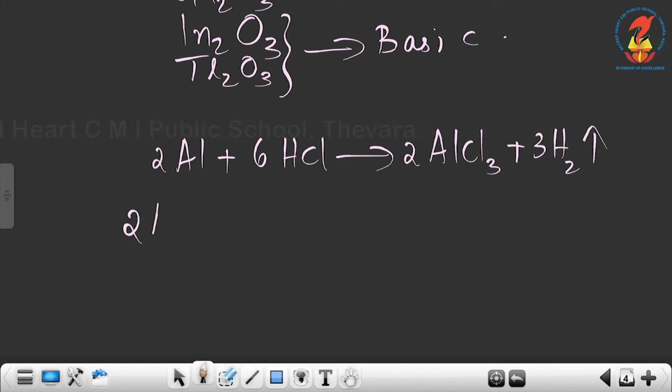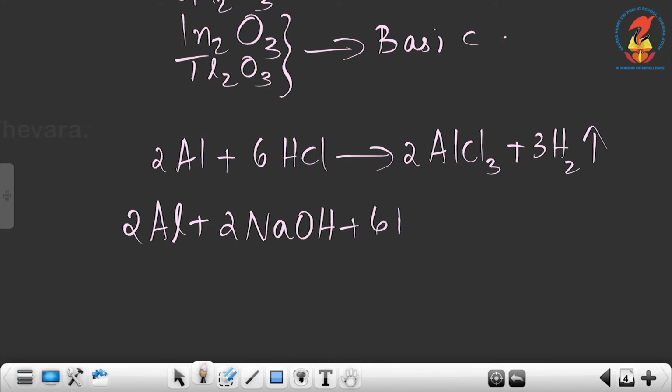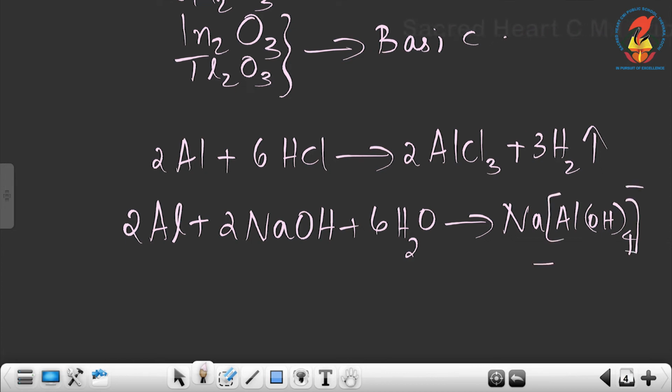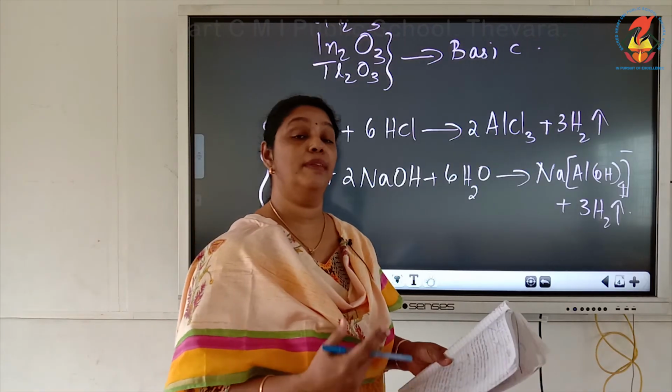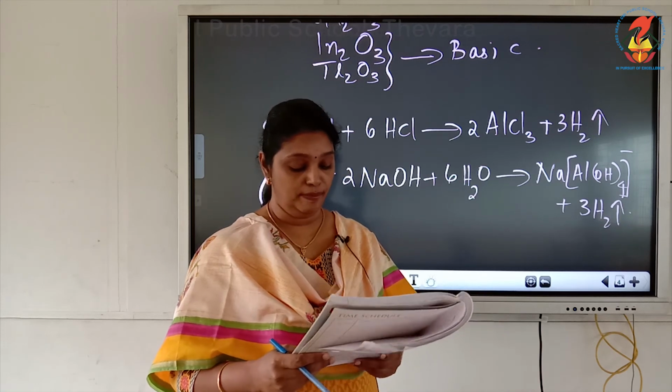Now the next reaction is aluminium plus sodium hydroxide. Here sodium hydroxide is a base, so aluminium will act as acid, plus 6H2O. The product formed is Na[Al(OH)4] plus hydrogen gas. So these are the examples to prove the amphoteric nature of aluminium. Aluminium can react with acid as well as with a base.